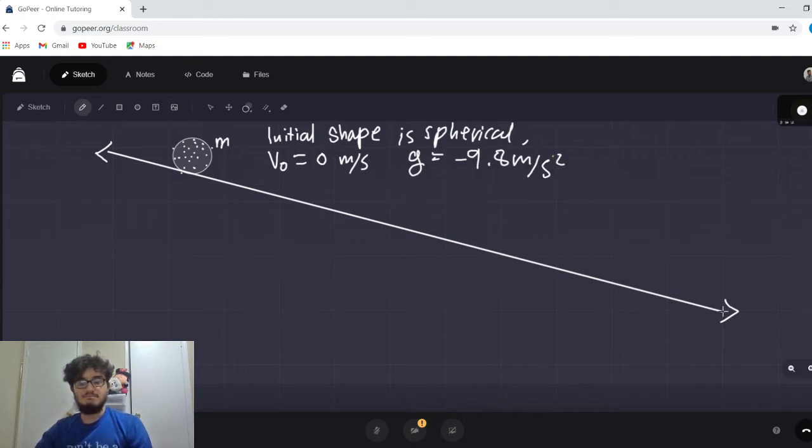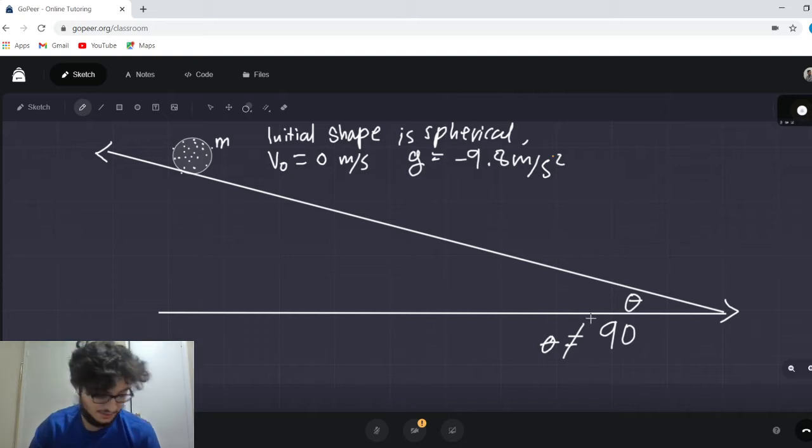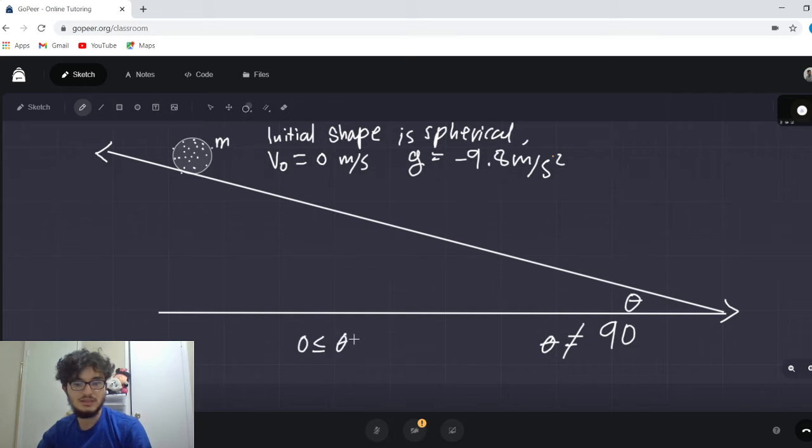And of course, let's just call the angle over here theta. It's just an arbitrary angle theta. Of course, theta cannot be 90 degrees, because that would just be free fall. I guess theta should reasonably be somewhere between 0 and 45 or maybe 60 degrees. Even 60 degrees is quite a lot. So let's say just between 0 and 45 degrees.